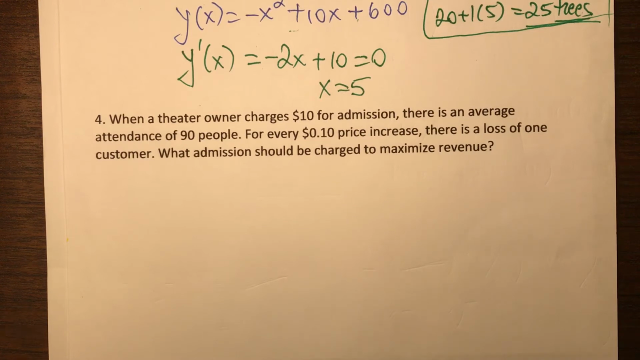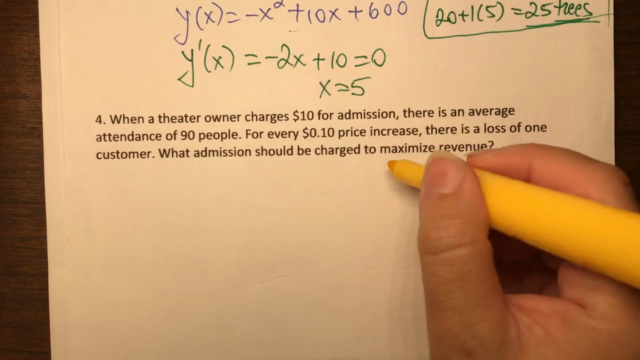What am I going to say? Here it is. There's one more, and as I wanted to say, there's plenty more examples in your book, by the way. Okay. So when a theater owner charges $10 for admission, there's an average attendance of 90 people. For every 10-cent price increase, there's a loss of 1 customer. What admission should be charged to maximize revenue?